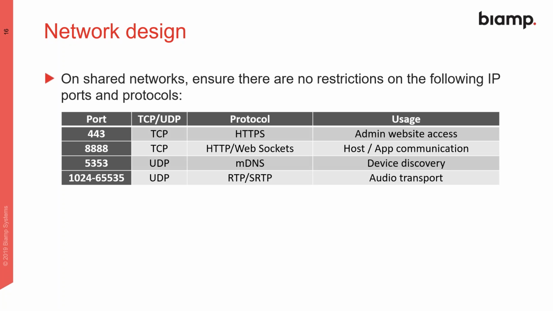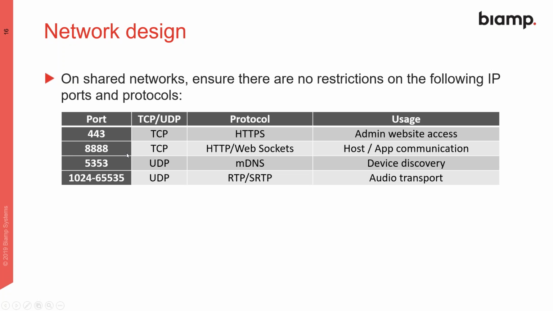On shared networks, you may want to ensure there are no restrictions on the following IP ports and protocols. So if we look at what's happening under the hood in CrowdMics, we see a couple of ports that are being used to communicate with different devices. On port 443, there's the HTTPS access to the admin website. Well, not used for operation, but you probably want to access the Atom to change a couple of things maybe, or run a software update. So therefore, this port should be accessible.